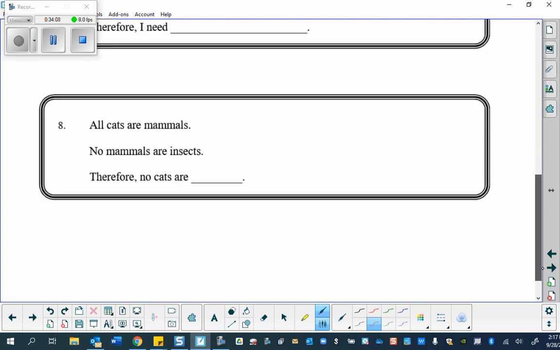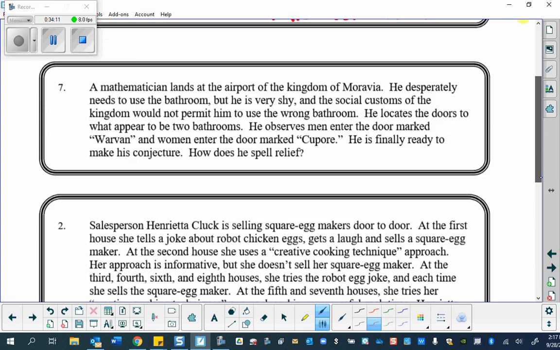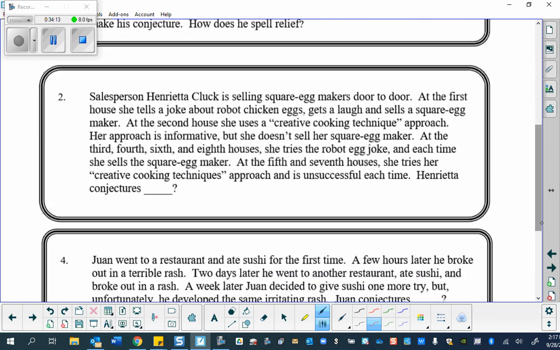All right, let's find number 2. Salesperson Henrietta Cluck is selling square egg makers door to door. At first, she tells a joke about robot chicken eggs. She gets a laugh, makes a sale. Second house, she talks about creative cooking techniques. No sale. 3rd, 4th, 6th, and 8th houses, robot joke, makes a sale. 5th and 7th houses, creative cooking techniques, no sale.